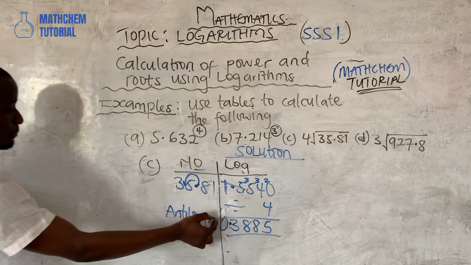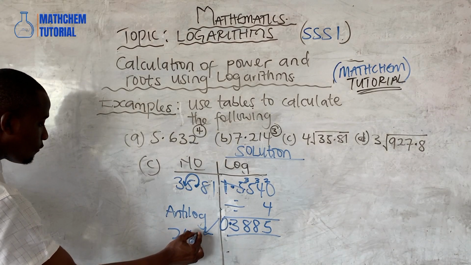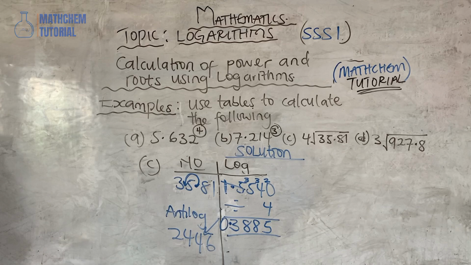The antilog. You can put your arrow here if you wish. So I will look for the antilog of 0.38 under 8 difference 5. 0.38 under 8 is 2443. Difference 5 here is giving me 3. So that will be 2443 plus 3, and that will be 2446. So I have it as 2446. Now, where will I put my decimal point?